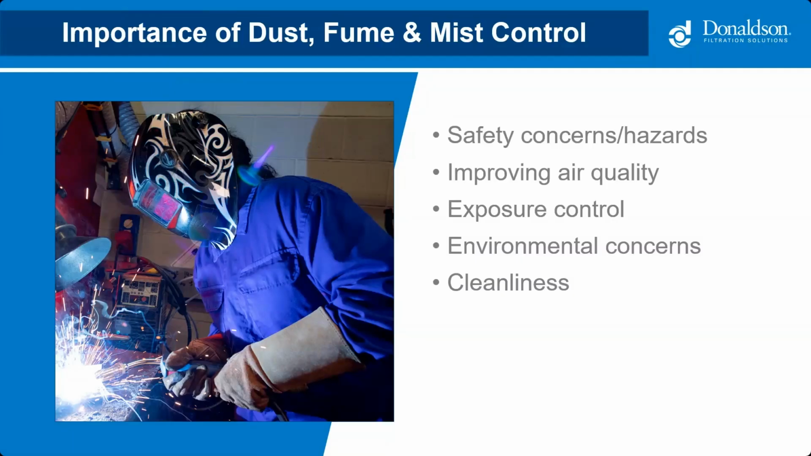The important reasons to control dust, fume, and mist in your processes are safety concerns and hazards, improving the air quality for employees, exposure control, reducing potential dust in the breathing zones of the workers that operate these processes, environmental concerns, EPA standards for outdoor exhausted environmental air quality and outlet emission requirements, and lastly, cleanliness, concern about the overall cleanliness of the facility.